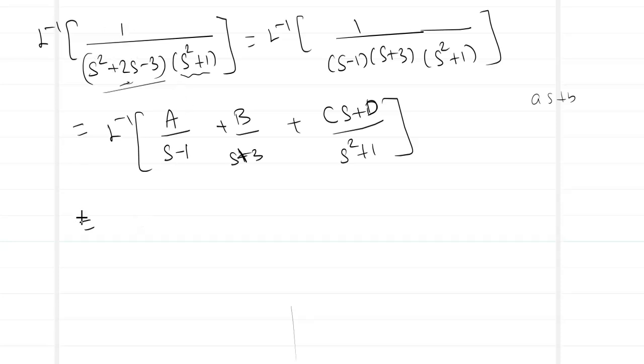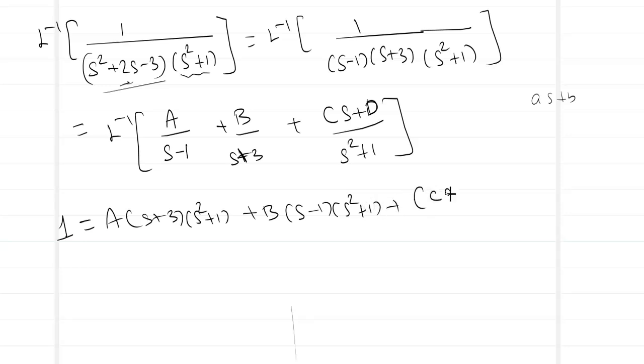You will have 1 on your numerator on the left hand side to be compared with the right hand side, which gives you a divided by missing factor is s plus 3 into s square plus 1 plus b times of missing factor is s minus 1 into s square plus 1, and you have this to be cs plus d into the missing factors are s minus 1 and s plus 3.